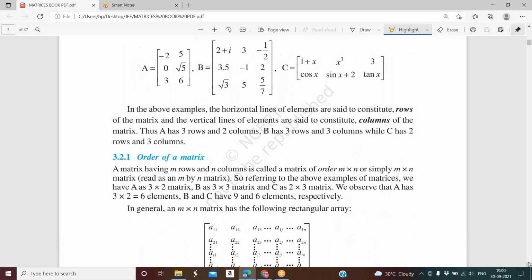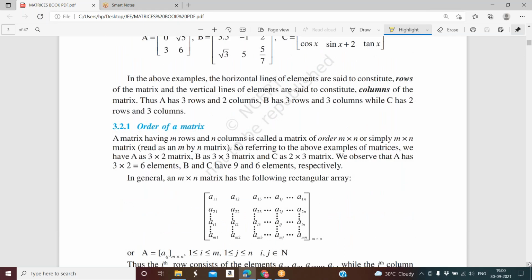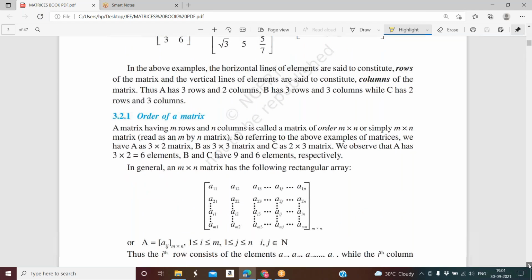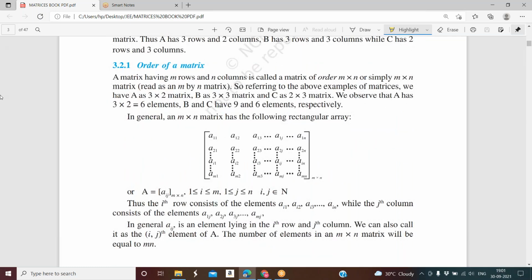Next, we see some basic definitions. Order of a matrix. How do you define the order of a matrix? A matrix having m rows and n columns is called a matrix of order m cross n, or simply an m cross n matrix. It is read as m by n matrix. m is the number of rows and n denotes the number of columns in a matrix.